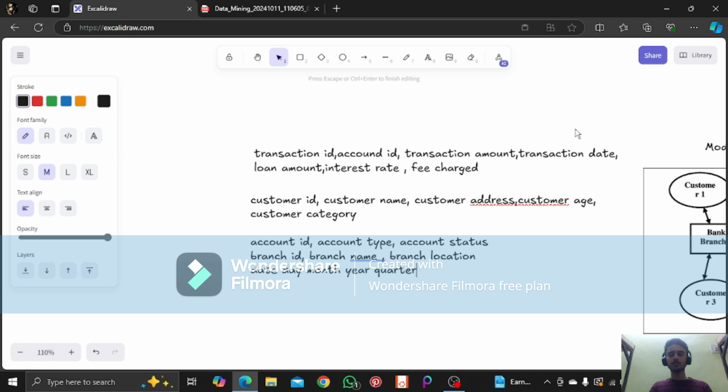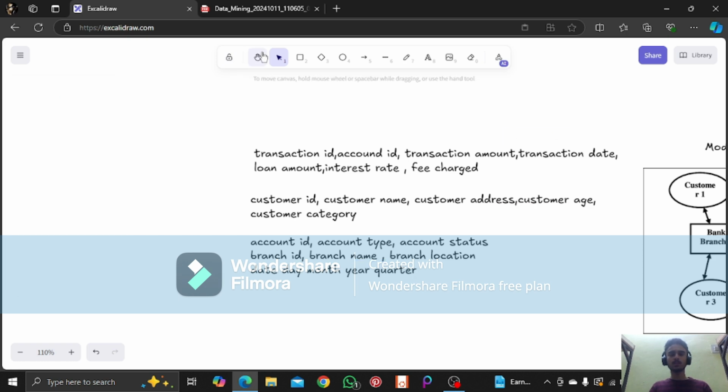So now let's discuss an example of the star schema.